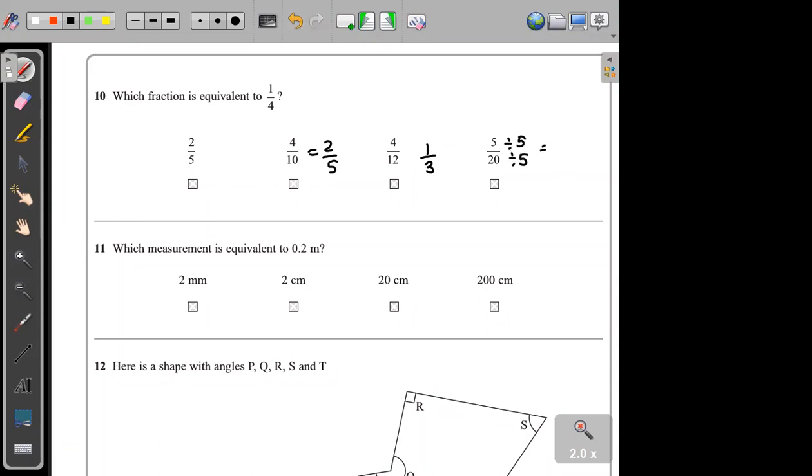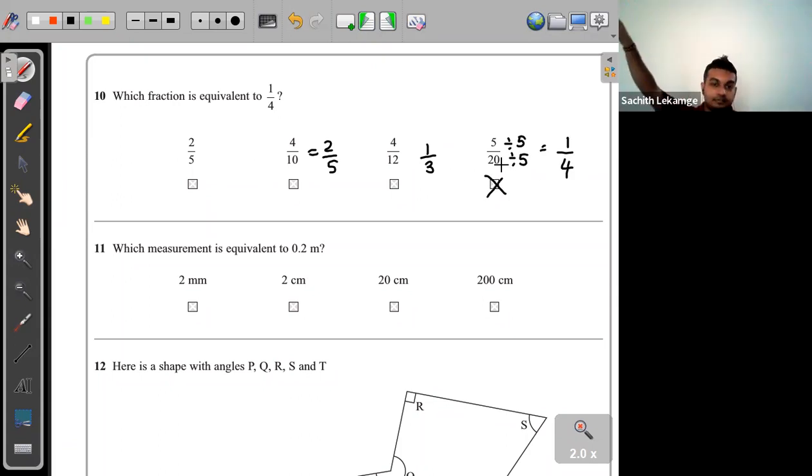5/20. Yes. You all got it. I divided both numerator and denominator by 5.